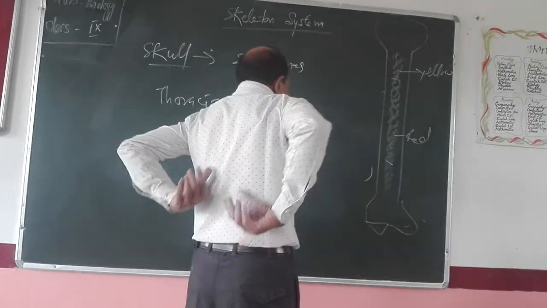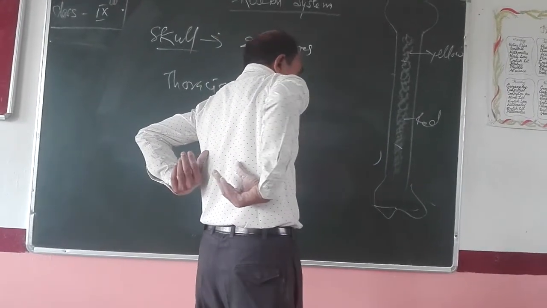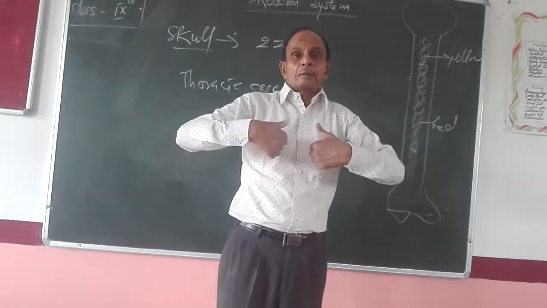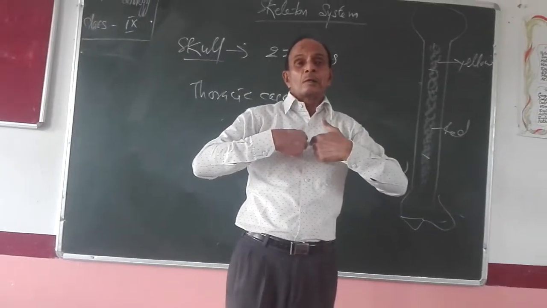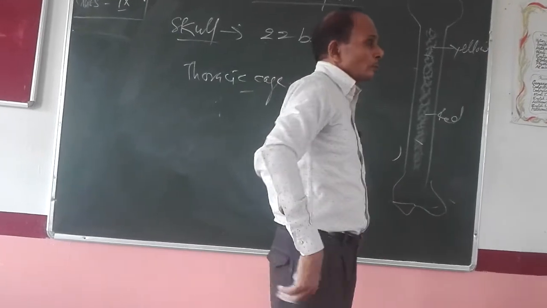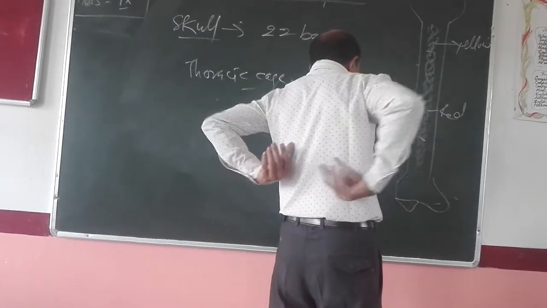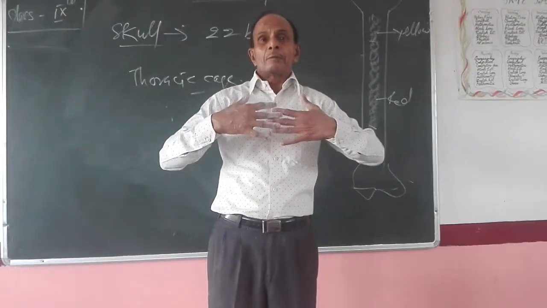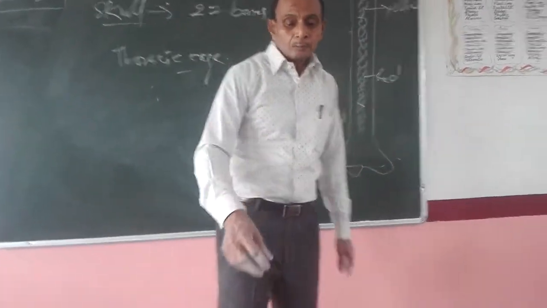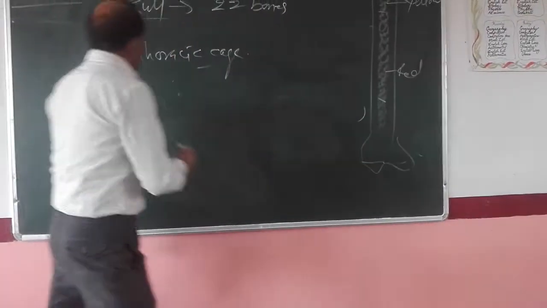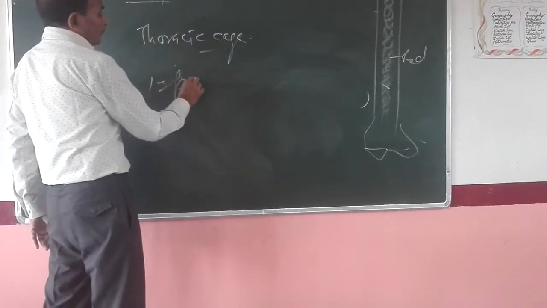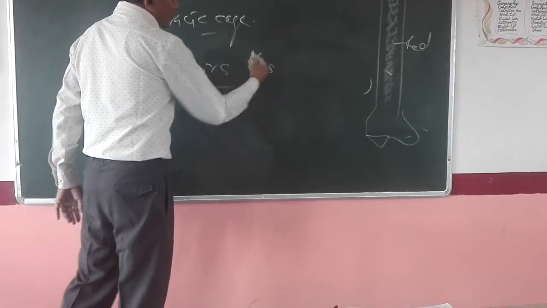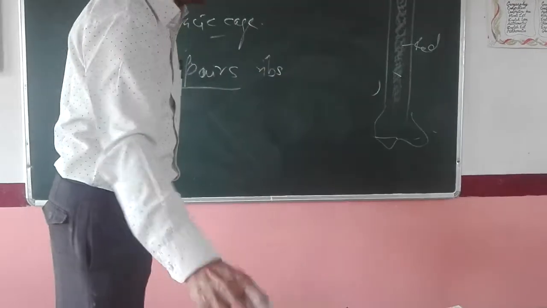Ribs arise from our backbone, from the dorsal side. After forming an arc, they come towards the front and join to the sternum. There are a total of 12 pairs of ribs in our body, in our chest cavity.